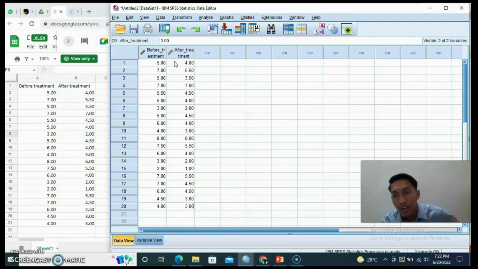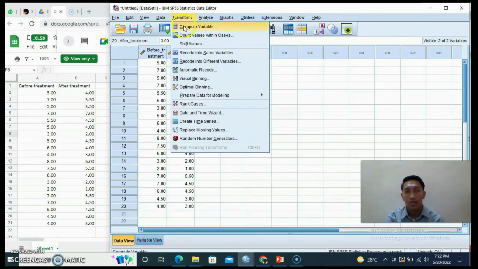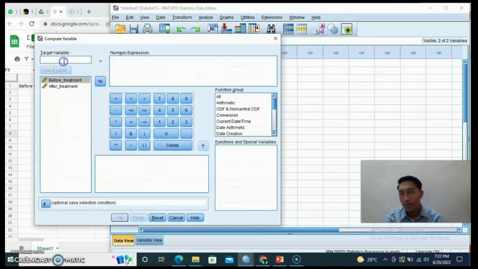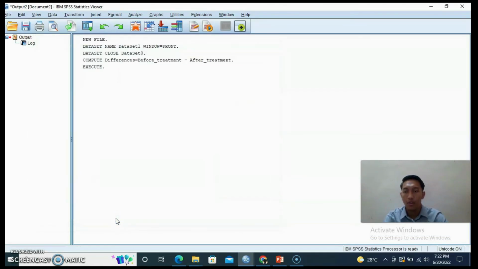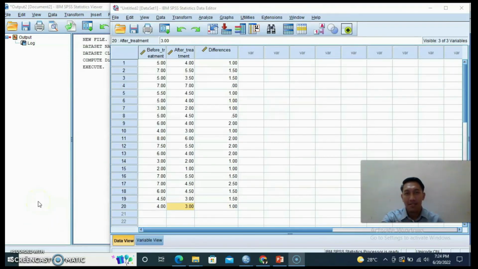After you put the data for before and after treatment, you need to go to Transform, then Compute Variable. For the target variable, you put differences, and then for the numerical expression, put the before treatment, then the after treatment, then okay, and we need to wait for the result. As you can see on this slide, this is the difference between the before treatment and the after treatment.